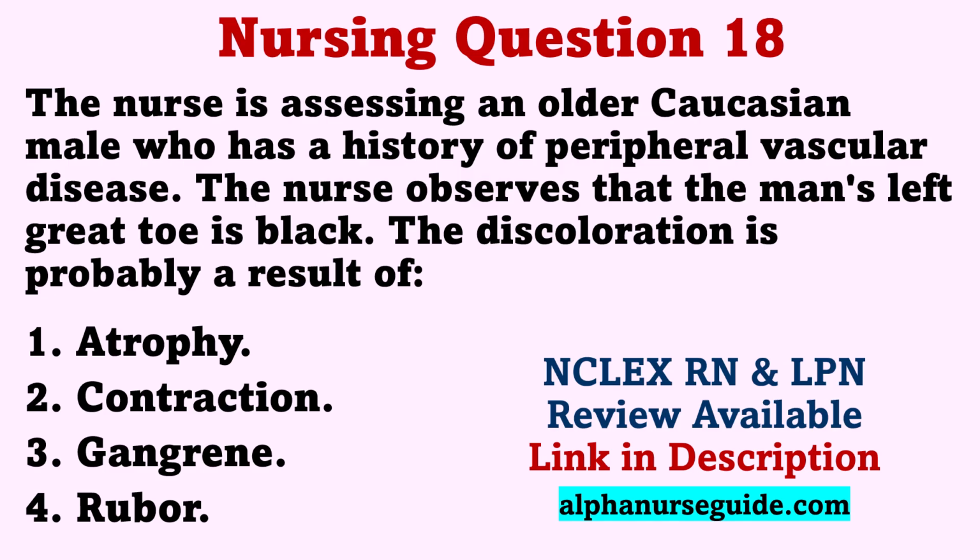Gangrene. The term gangrene refers to blackened, decomposing tissue that is devoid of circulation. Chronic ischemia and death of the tissue can lead to gangrene in the affected extremity. Injury, edema, and decreased circulation lead to infection, gangrene, and tissue death. Atrophy is the shrinking of tissue, and contraction is joint stiffening secondary to disuse. The term rubor denotes a reddish color of the skin.